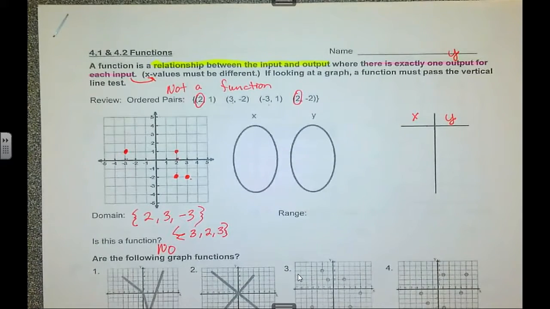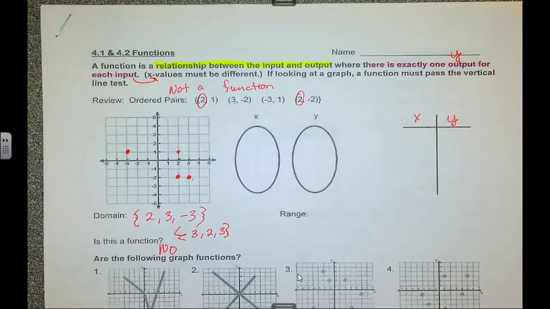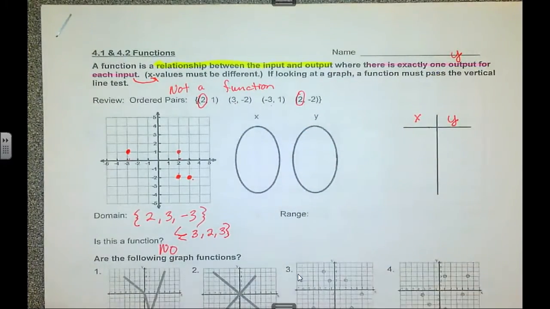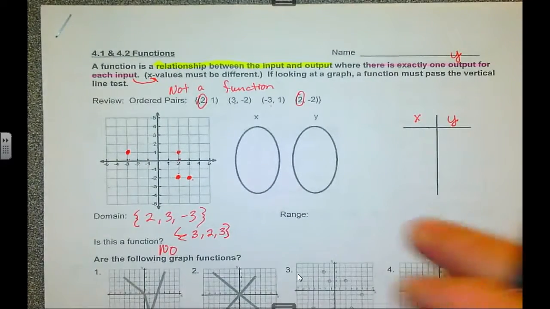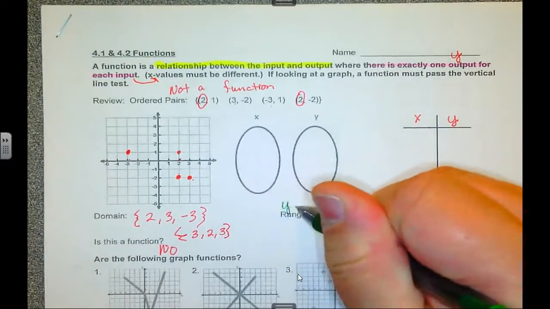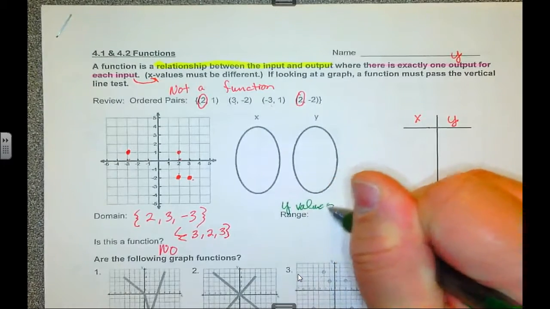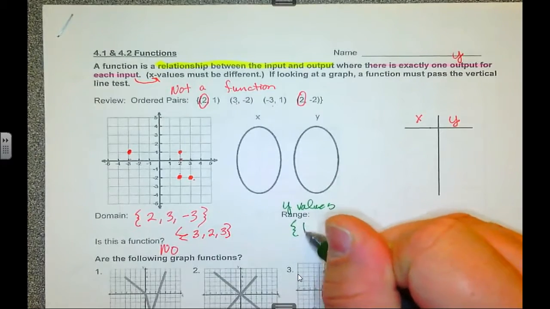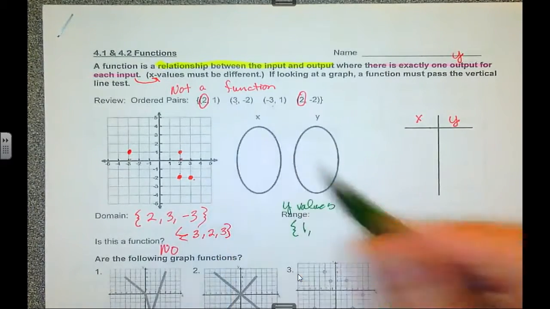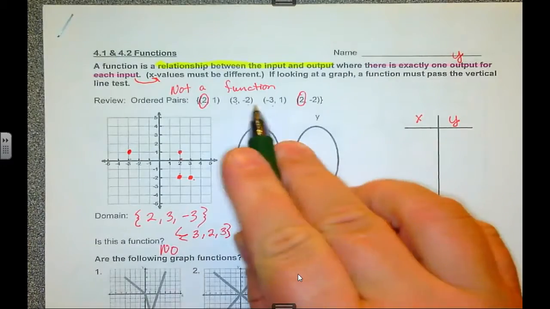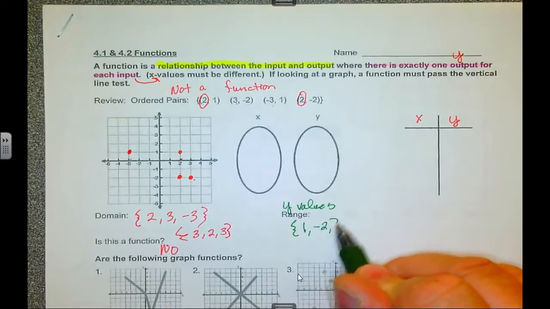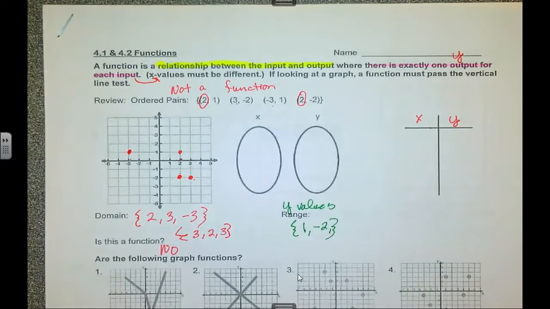So that's graphing it. Oh, wait, what's my range? My y values. My y values are 1, -2, 1, which we already have, and -2, so I already have -2.